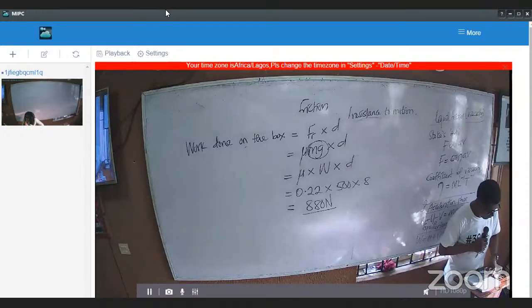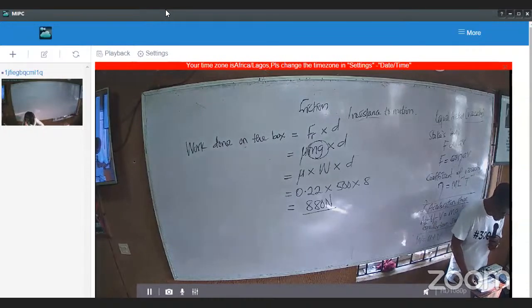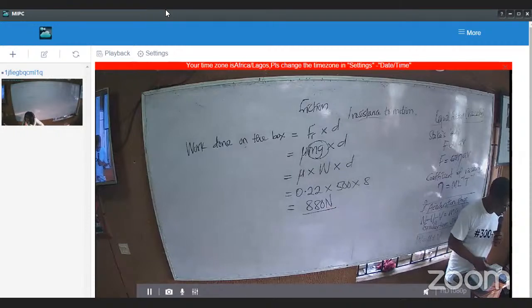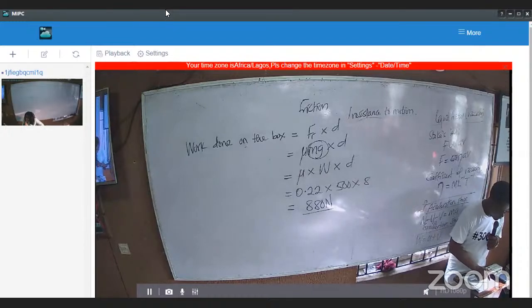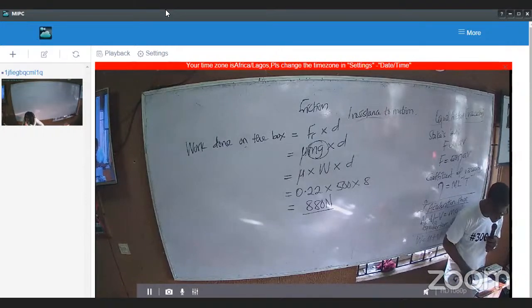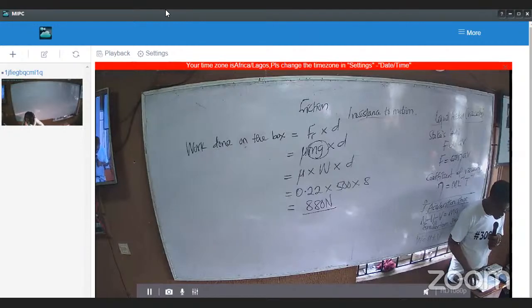Let's go. Number 3, sorry. Calculate the coefficient of friction between a wood of mass 2 kilograms and a horizontal surface, if the limiting frictional force is 10 Newton.